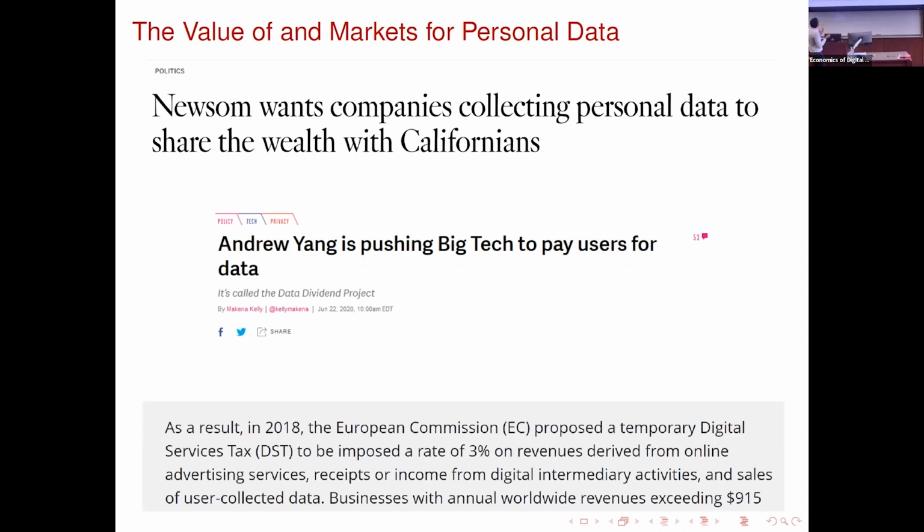We're also seeing increasingly some social movements. For example, there is one nonprofit in the US started by Andrew Yang called the Data Dividend Project. What they're trying to do is sign up lots of users and create a kind of lobby group for these users and go and negotiate with big tech companies, potentially negotiating payments for their data from big tech platforms.